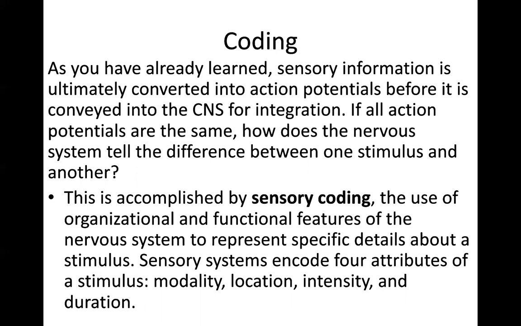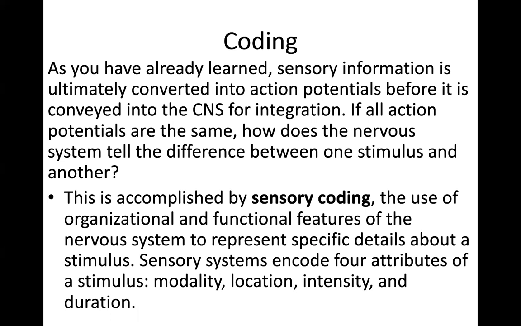As you've already learned, sensory information is ultimately converted into action potentials or nerve impulses, whatever you want to call them, before they're eventually conveyed into the CNS for integration or processing. If all action potentials are the same, how does the nervous system tell the difference between one stimulus and another? For example, how does our brain know that we're smelling something and not tasting something? How does our brain know that we're itchy instead of tickled? How does it know when we're hot instead of cold?